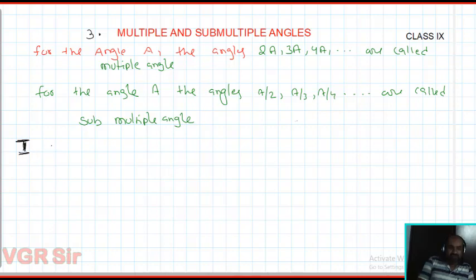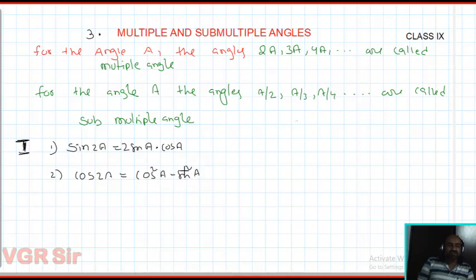First one is the sin 2A formula. Sin 2A is equal to 2 sin A into cos A. Second one, the cos 2A formula. Cos 2A is equal to cos square A minus sin square A. So important thing, sin 2A means 2 sin A cos A. I will prove it, that is not a big problem. Second one is cos 2A, which means cos square A minus sin square A.